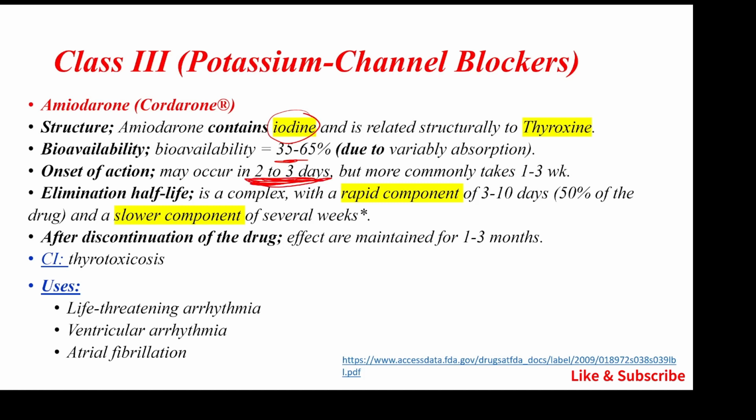Amiodarone onset of action takes 2 to 3 days to start working. So this means that we cannot prescribe oral amiodarone for an emergency case, because this medication starts working only after 2 days. Amiodarone half-life is 3 to 10 days, and for other components it could be several weeks, even 100 days. Amiodarone is used for ventricular arrhythmia, atrial fibrillation, and life-threatening arrhythmia in general.